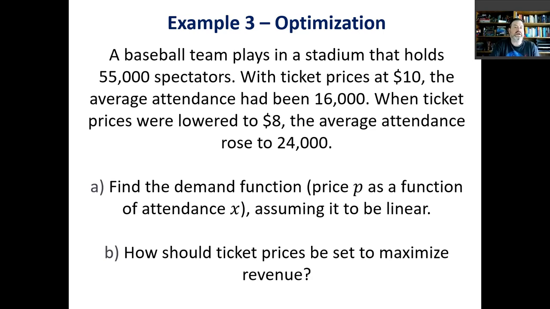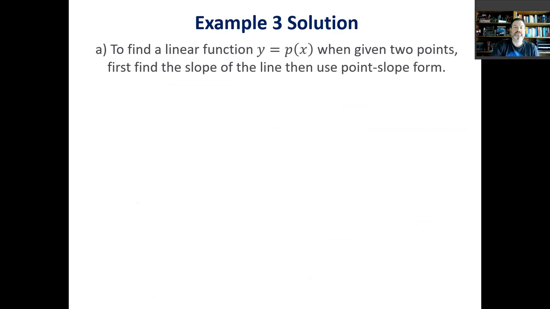So there's a lot going on here, but we'll start with part A, and then we're just going to plug everything in. Notice it says this is a linear function. In order to find a linear function, you need to have the slope and a point, or 2 points. Well, we're given 2 points here, right?